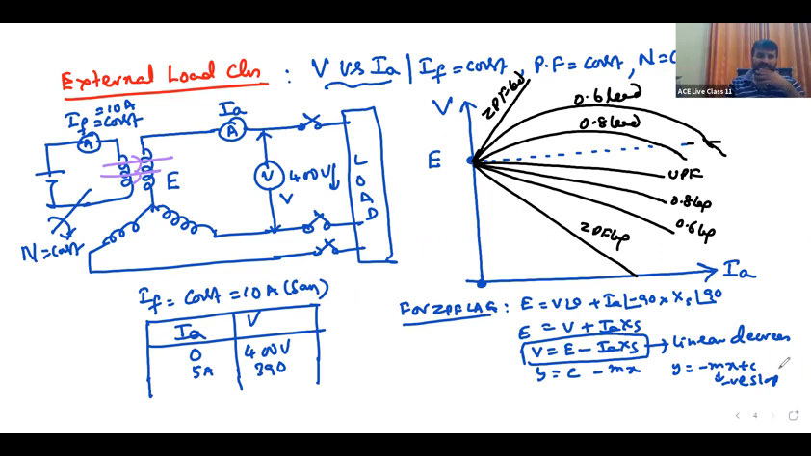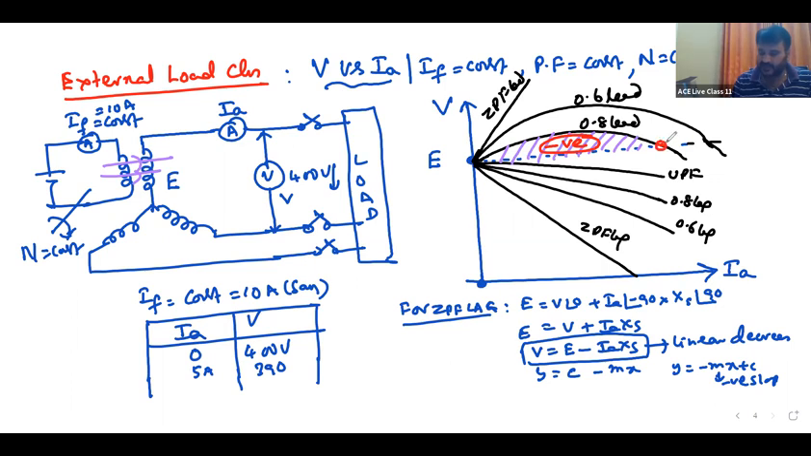What is the Y intercept? E is the induced EMF, the no load condition. Now, for leading power factor, dear students, lagging power factor and UPF voltage decreases, whereas for leading power factor voltage increases and also decreases. Because for leading power factor, up to this point, voltage regulation is negative.